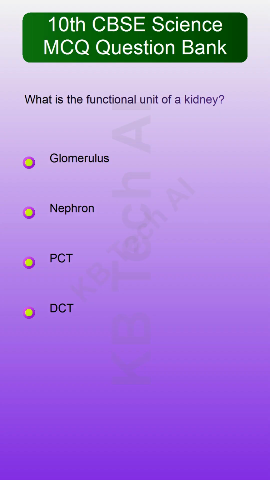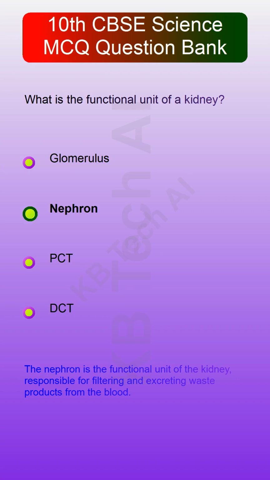What is the functional unit of a kidney? Option 1, glomerulus. Option 2, nephron. Option 3, PCT. Option 4, DCT. The answer is, option 2, nephron.